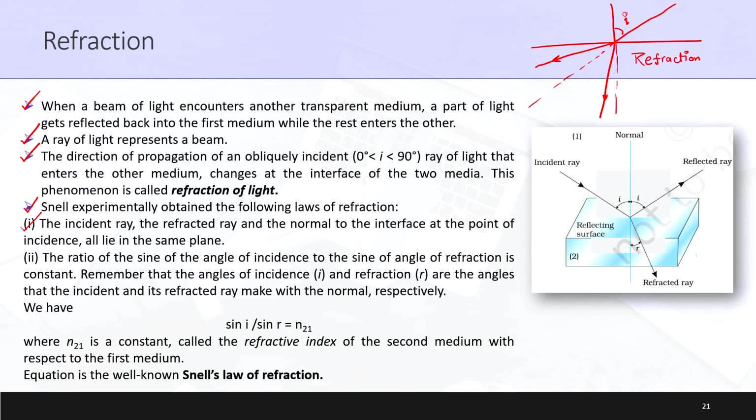Okay. This equation is well known as Snell's law of refraction. This is the same concept which you will also learn in the wave optics concept. I will try to derive the same thing there also, but for now what you need to remember is that sin i by sin r is equal to n21. n21 is a constant which is called the refractive index of medium 2 with respect to the first medium.